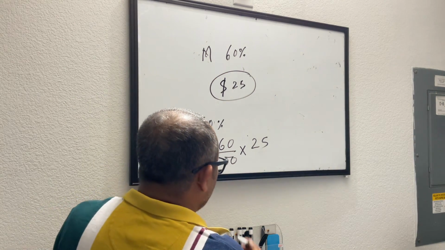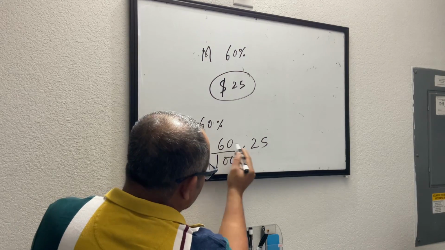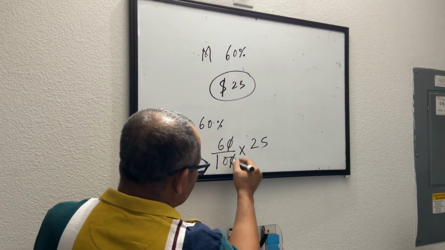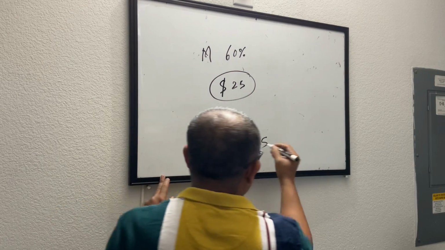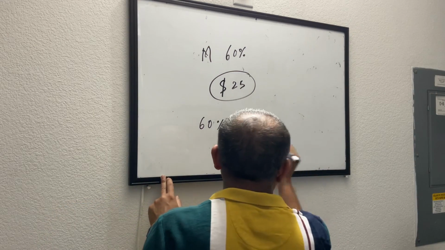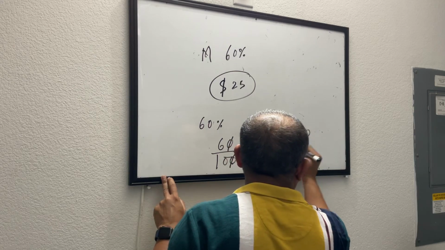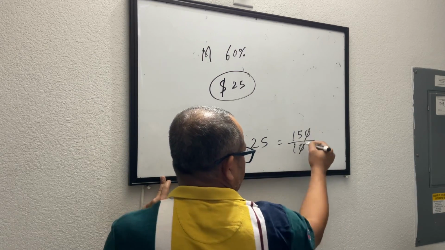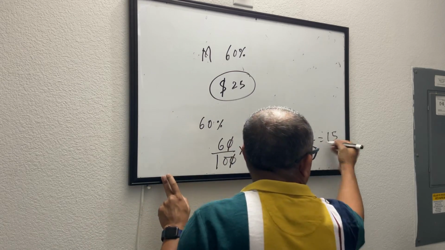So here, I'm telling you guys some shortcuts, okay? When you see trailing zeros, you can knock them off. So 6 by 10 into 25. 6 into 25 is 150. Divided by 10. Again, you have a trailing zero here and here. You can knock them out. 50.